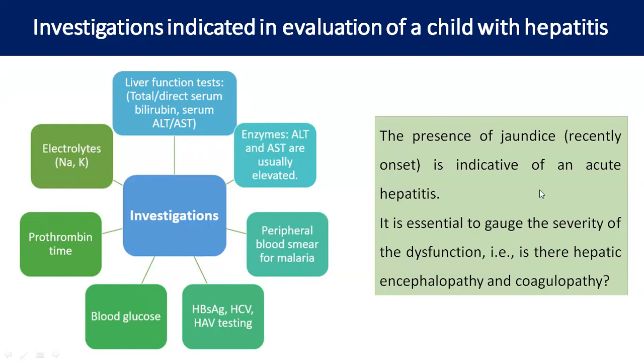Presence of jaundice is indicative of an acute hepatitis, especially if it is of recent onset. Usually with a chronic liver disease, jaundice may be absent. It is essential to gauge the severity of dysfunction. That is, is there any hepatic encephalopathy or coagulopathy?